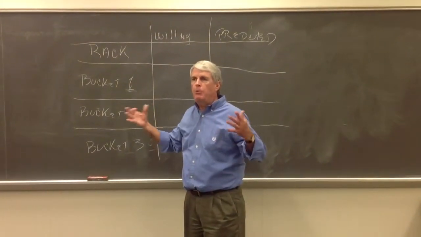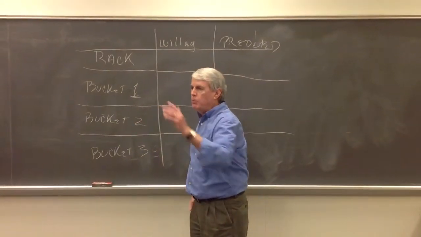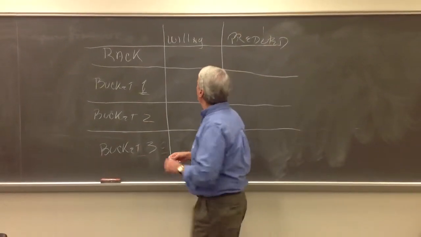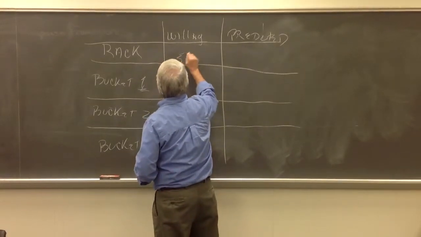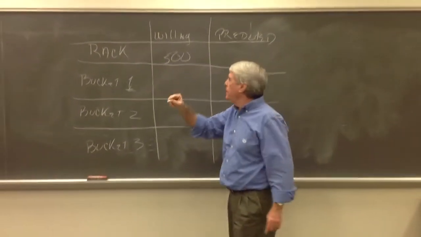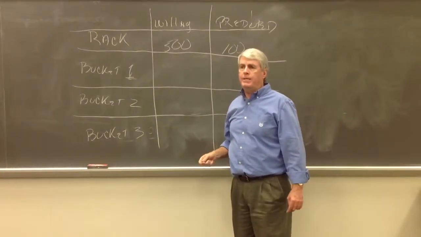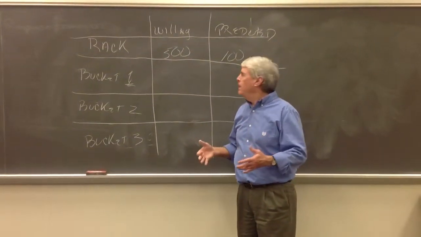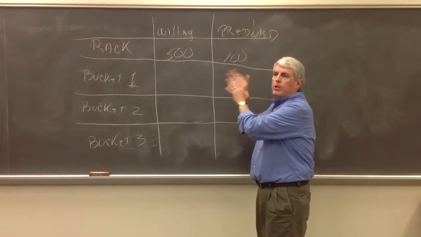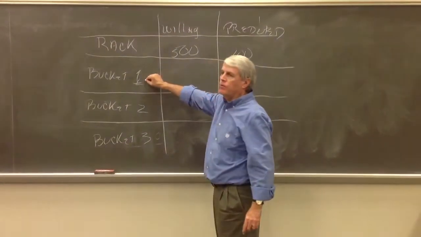And we're predicting how many rooms we're going to sell. How many rooms are we willing to sell at the rack rate? Ladies, how many rooms are we willing to sell at the rack rate, our highest rate? 500. We're willing to sell all 500 of them, so we're going to put 500 here. It's 500 rooms available. We're willing to sell all 500. But we're predicting that only 100 people are going to demand rooms at that rate. Now, that means we're willing to sell all 500, but we're predicting we're only going to sell 100 at that rack rate. So then, how many are we willing to sell at our first level of discounts, which is bucket 1?